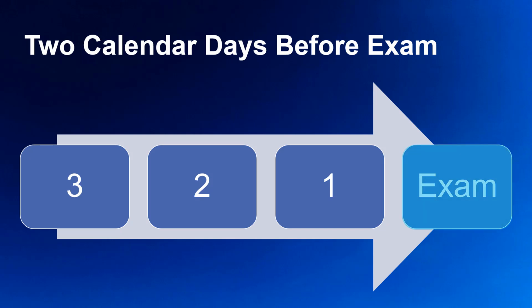On the day of your exam, you can only cancel your appointment and you will forfeit the entire exam fee. Same thing on calendar day 1 before the exam. You can only cancel your appointment and you will forfeit the entire exam fee. And again on calendar day 2 before the exam, you can only cancel your appointment and you will forfeit the entire exam fee. Only once you get to calendar day 3 or more before the exam do you have the opportunity to pay $70 in order to reschedule your appointment.